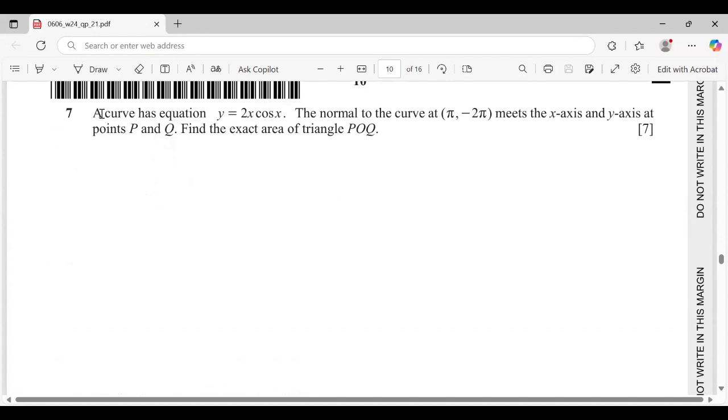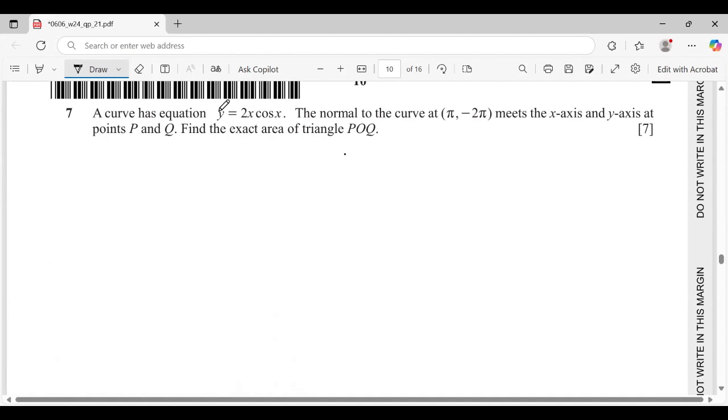Number 7. A curve has equation y equals 2x cosine x. The normal to the curve at pi, minus 2 pi meets the x-axis and y-axis at points P and Q. Find the exact area of triangle POQ. So this normal has intersect points on the x-axis and y-axis. The intersect points are points P and Q. Okay, so now we are going to find the area of the triangle POQ.